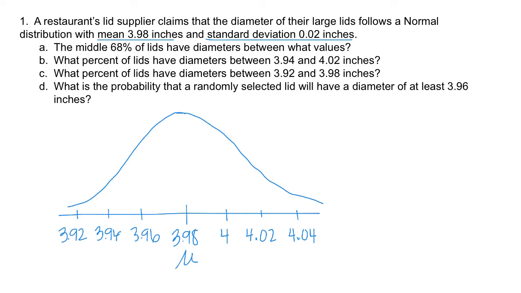Okay, so now it says for A, the middle 68% of lids have diameters between what values? So in a normal distribution, the middle 68% means 1 standard deviation from the mean. So every time there's a normal distribution, 1 standard deviation away from the mean, above the mean and below the mean, is 68% of the values. So it says between which values? Between 3.96 to 4 inches.